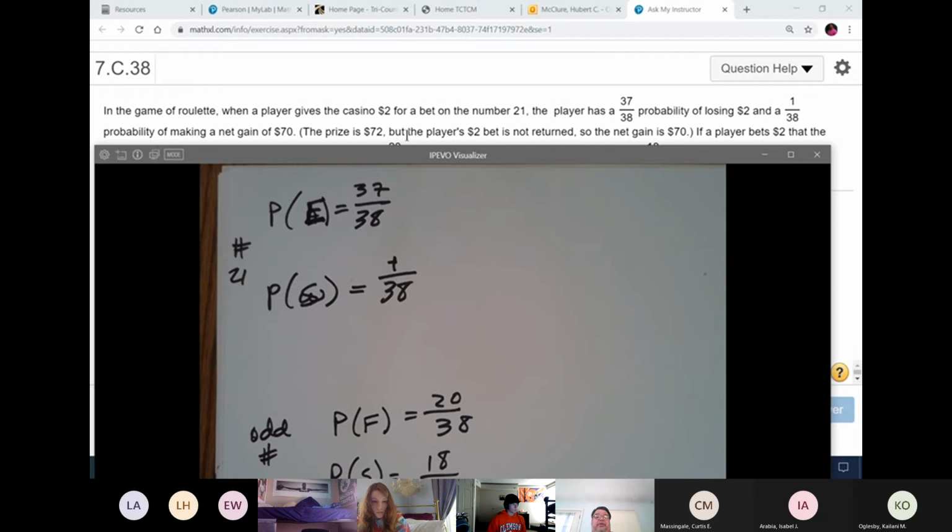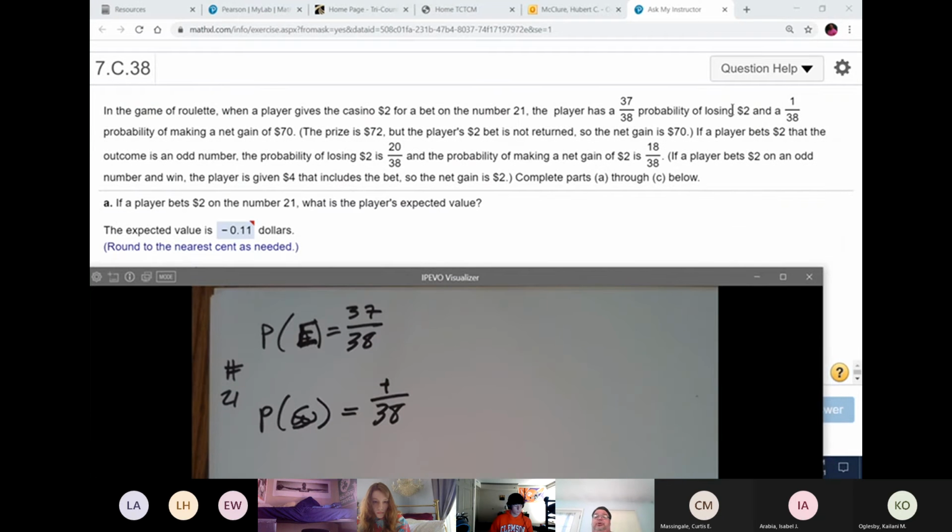Okay, so that would be 72. That's your probability of losing would be 2. So that would be 2 times 37 over 38 plus 70 times 1 over 38. So that would be the expected value there. I'm just assuming what they were.